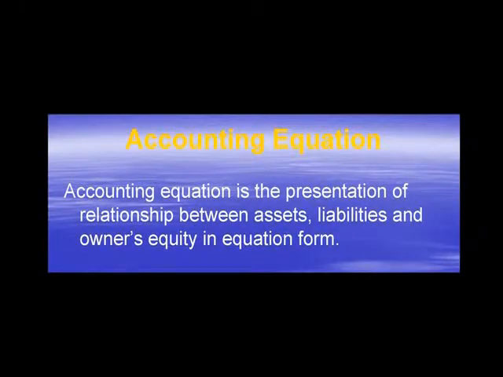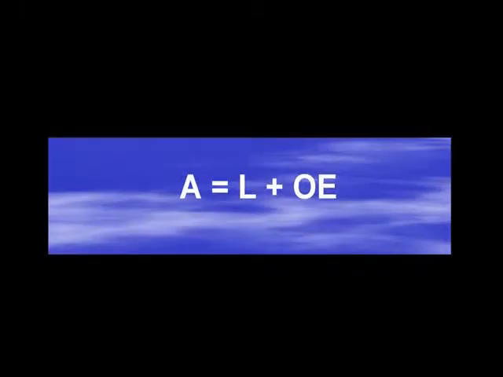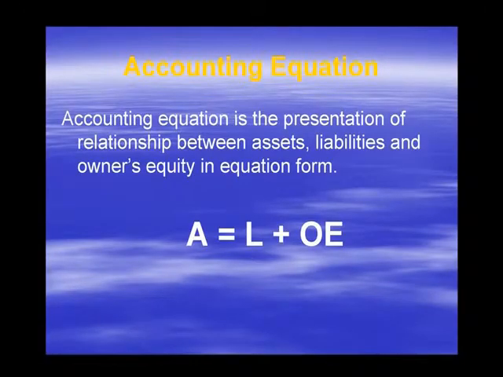The accounting equation is the presentation of the relationship between assets, liabilities, and owner's equity in equation form. So this is the accounting equation: A equals L plus OE. A, assets. L, liabilities. OE, owner's equity.